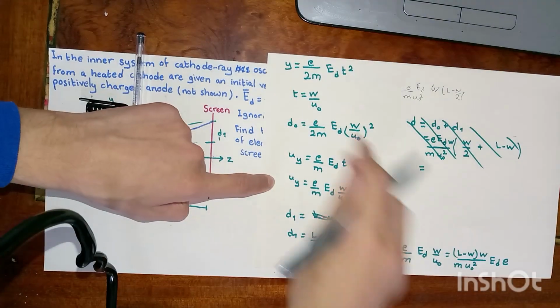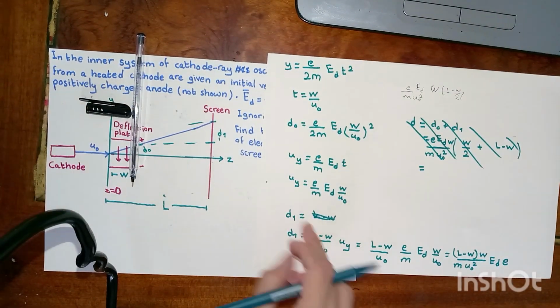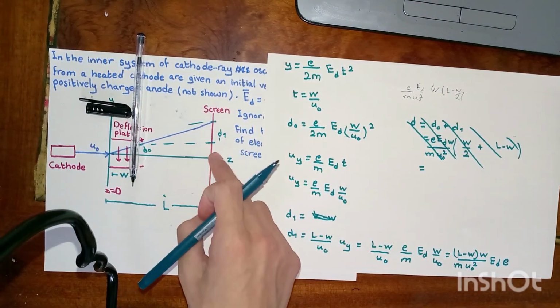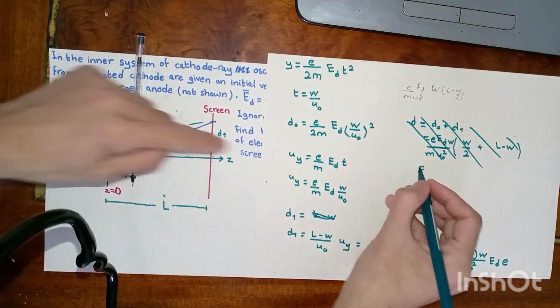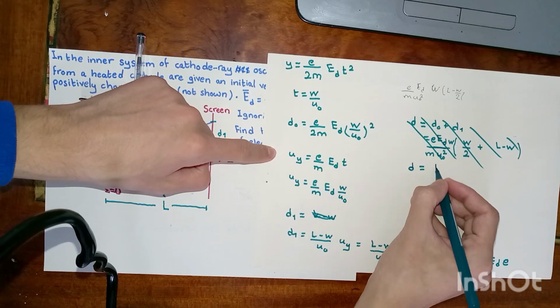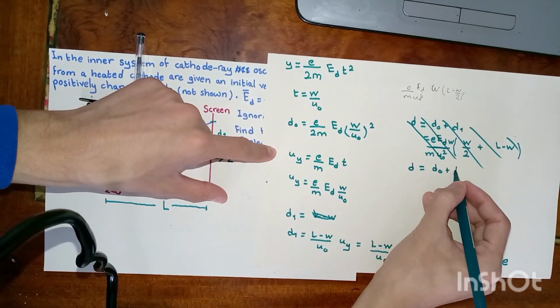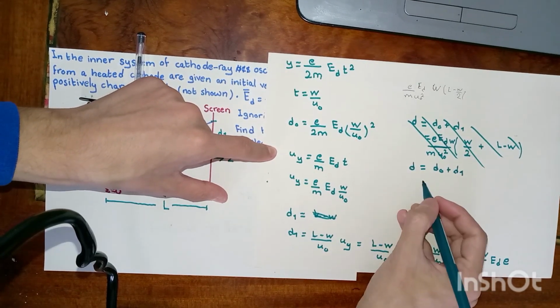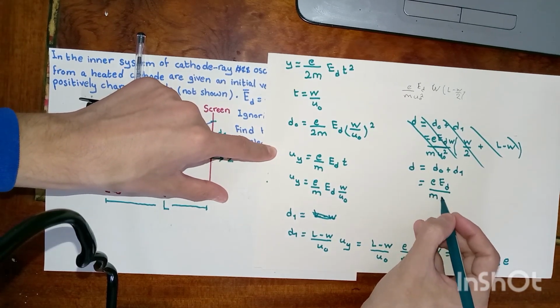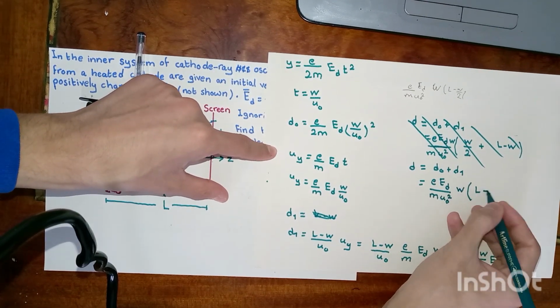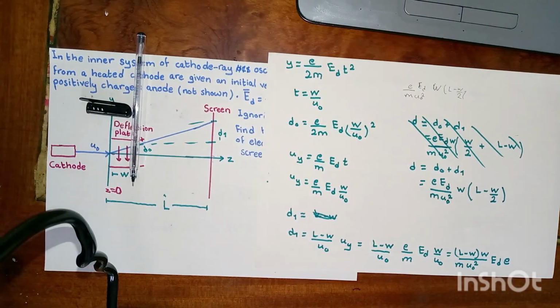Anyways, in order to find the total deflection that electrons experienced, we want to add these two deflections, d sub 0 and d sub 1, and we will reach 2d is equal to d sub 0 plus d sub 1. Just add both of them and we will reach 2. And this is the total deflection that electrons experienced.